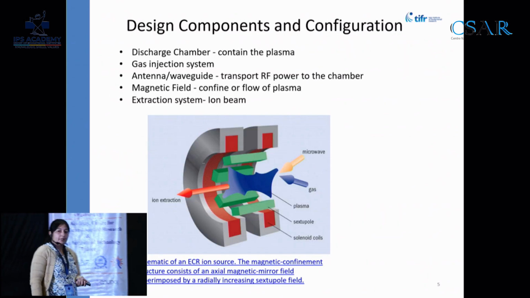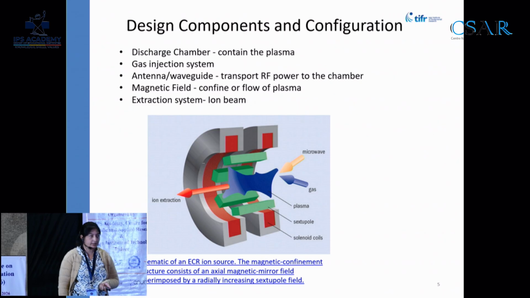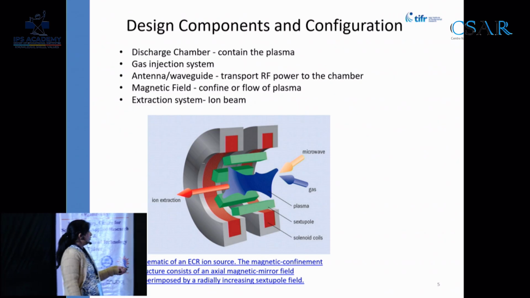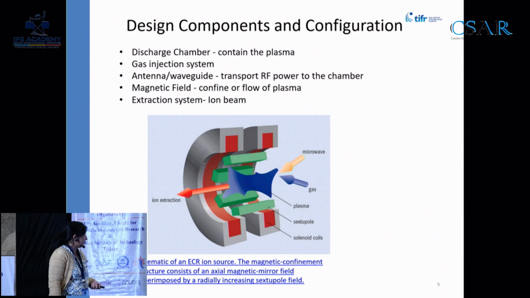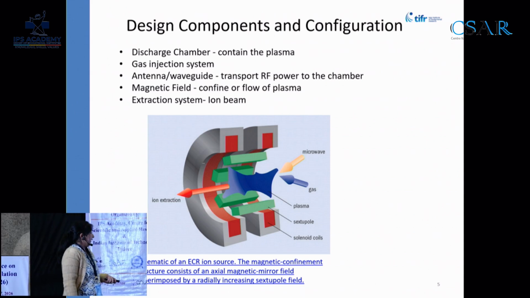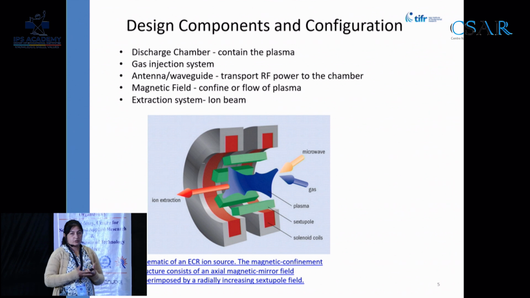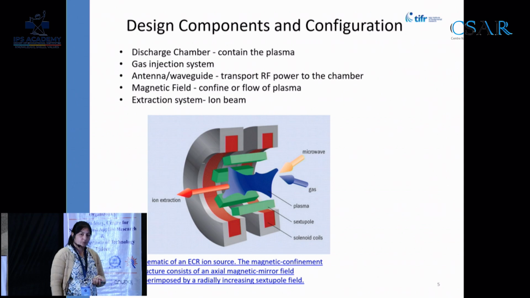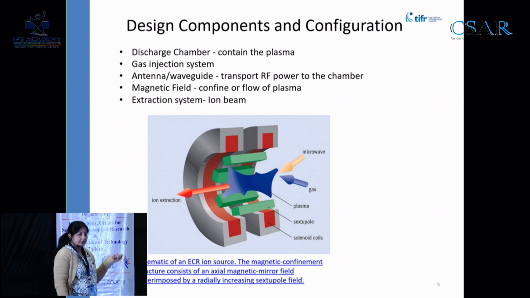What are the design components required to develop an ECR plasma source? Definitely we need a discharge chamber to contain the plasma, a gas injection system, and an antenna or waveguide system to transport the microwaves to the ionization region. Then the magnetic field, which serves two purposes: it provides the resonance zone field, and it can confine or guide your plasma. Then the extraction system is put in front of the plasma source to develop the ECR plasma into an ion beam system.